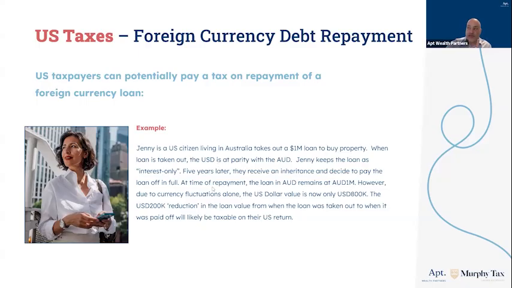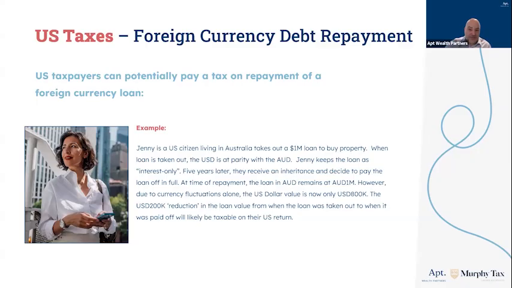So at that time of repayment, the Australian dollar value of the loan is still $1 million, but the US dollar value of the loan is now $800,000 purely because of currency exchange movement. So the Australian dollar had strengthened in that period of time, and the US dollar had weakened. Because of the $200,000 difference in the loan value in US dollar terms from when the loan was taken out to the point of repayment, that $200,000 is often assessable on a US tax return as income tax and is a taxable event.